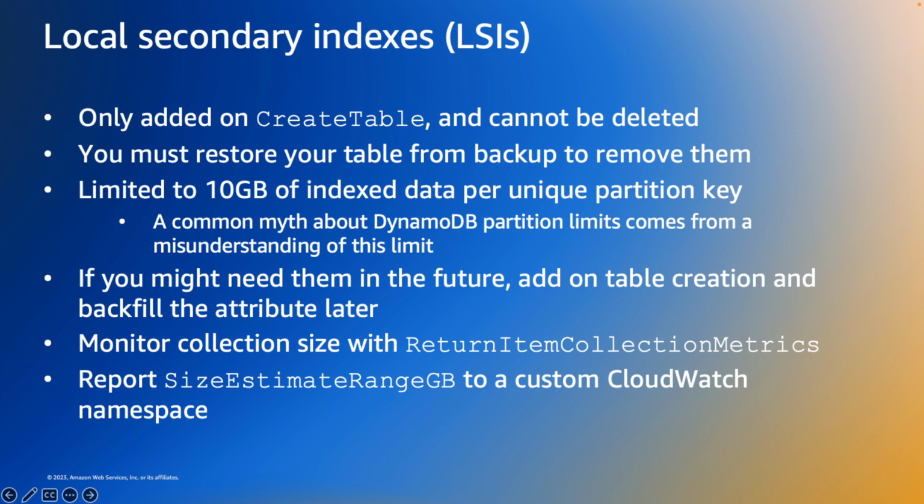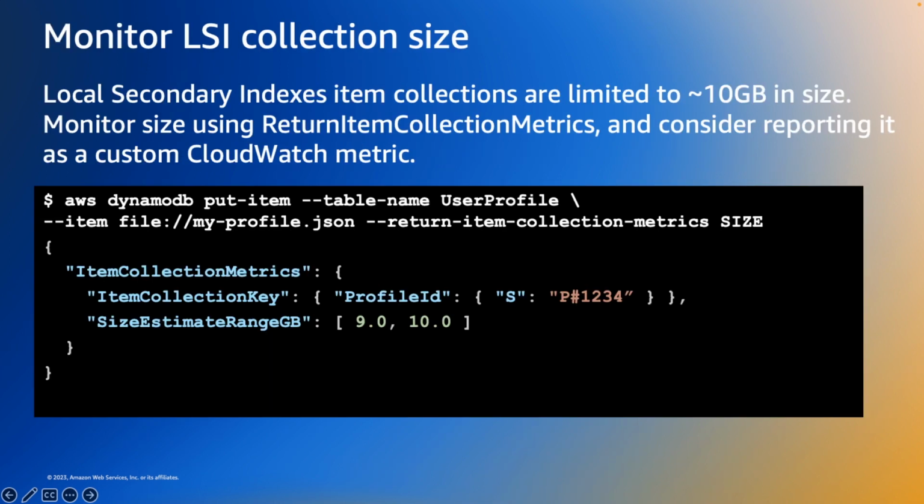Now, there are some customers who think they might need LSIs. You're more than welcome to add them on table creation. Name the attributes like LSI SK1, LSI SK2, and so on. Do not add them to your items, but later, if you want to start indexing data in there, you can add that attribute to the items, and then boom, they will be copied into the local secondary index.